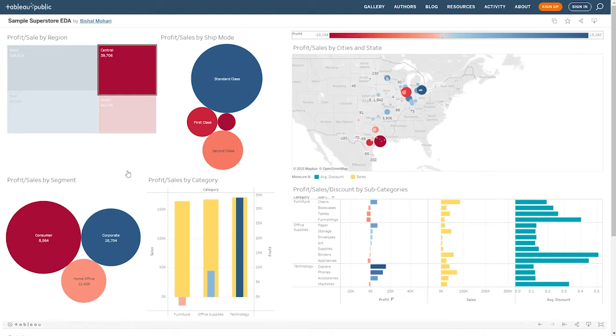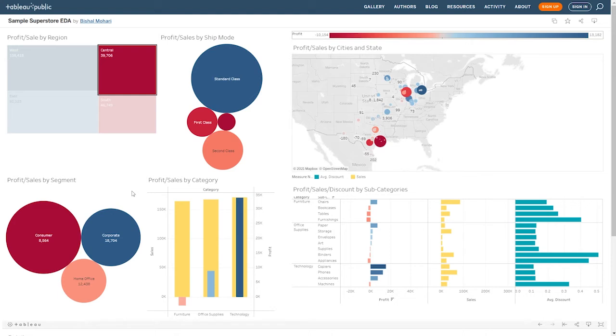Another important thing to understand about our central region is that our consumer sector is making the most amount of losses and our corporate sector is making the most amount of profit. From this, we can make a conclusion that the goods that are making losses in the central region, we need to focus them more towards the corporate sector in order to get a good profit out of them.